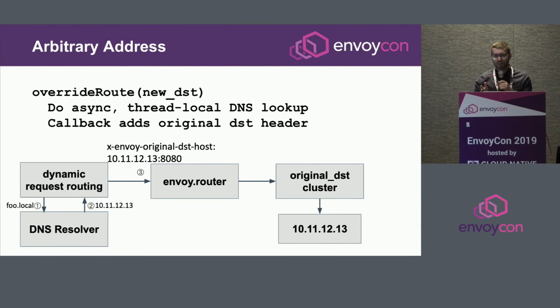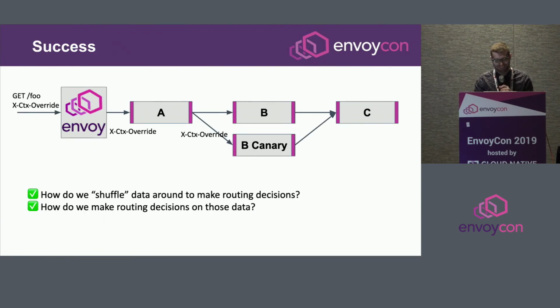Side note, I wrote this filter before the dynamic forward proxy was written. So doing DNS in the request path was not trivial. But I did it. Okay, so now we're able to arbitrarily reroute requests by propagating this override configuration with distributed context propagation, and then use our custom filter that evaluates this and does something.